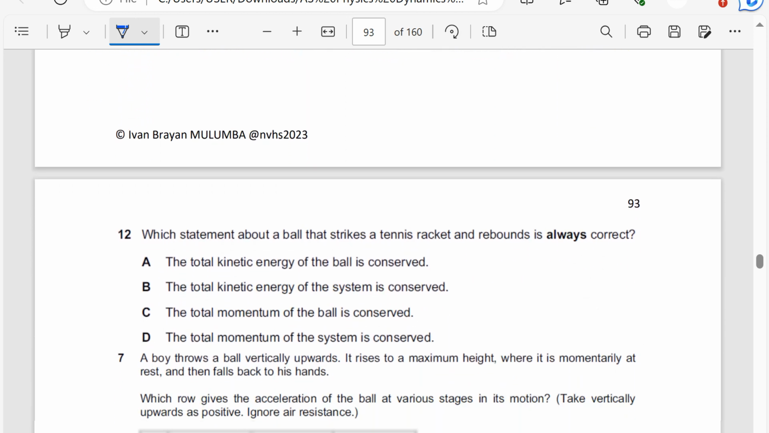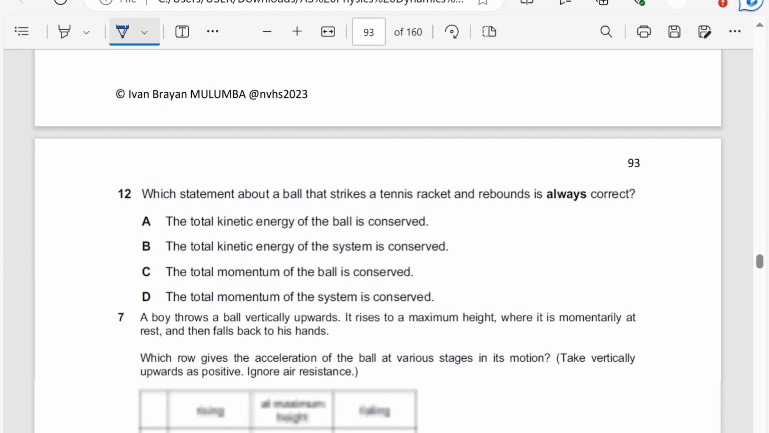Which statement about a ball that strikes a tennis racket and rebounds is always correct? Okay, so if it rebounds, it means momentum is always conserved. So let's check whether momentum is always conserved.